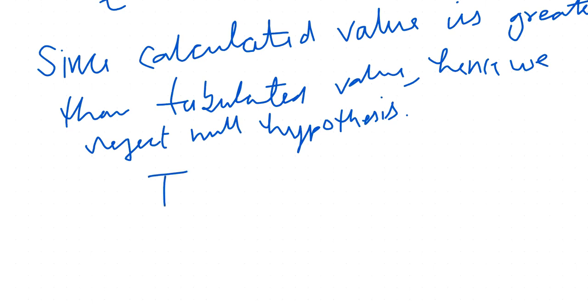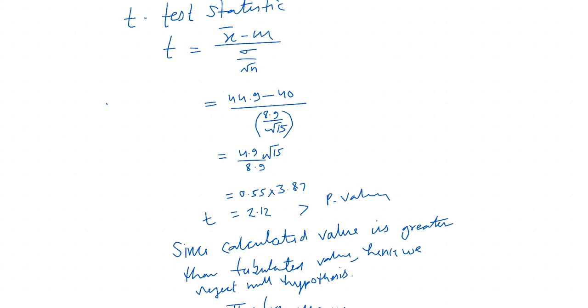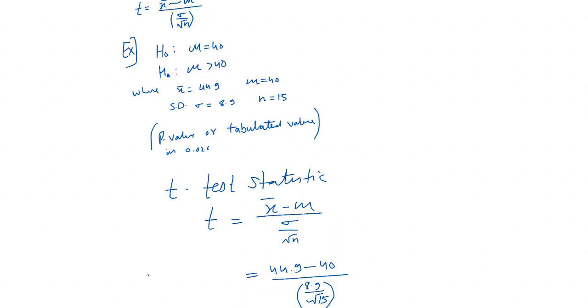Therefore, mu is greater than 40 because we accept our alternative hypothesis. Okay? Ma'am, when we reject the null hypothesis, then we accept the alternative hypothesis.